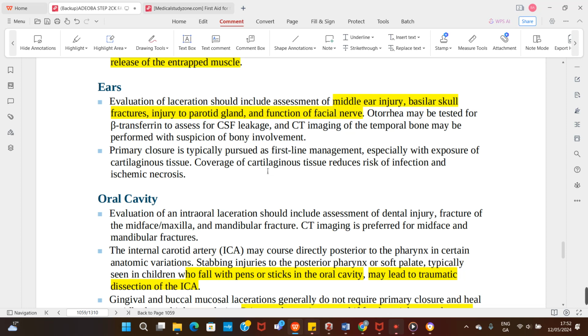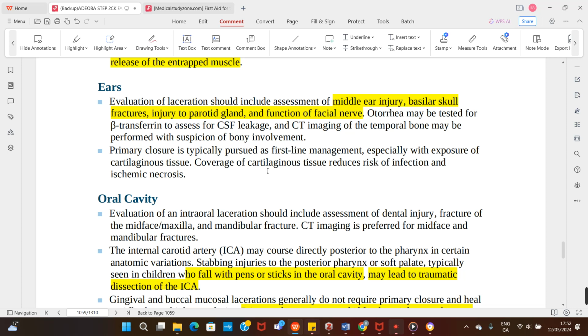Is there any injury to the parotid gland? Is there any bruising around that area? Any injury there? Because the facial nerve also runs through the parotid gland. So if there's damage to the parotid gland, there's a high chance of damage to the facial nerve too. So you have to evaluate for that.